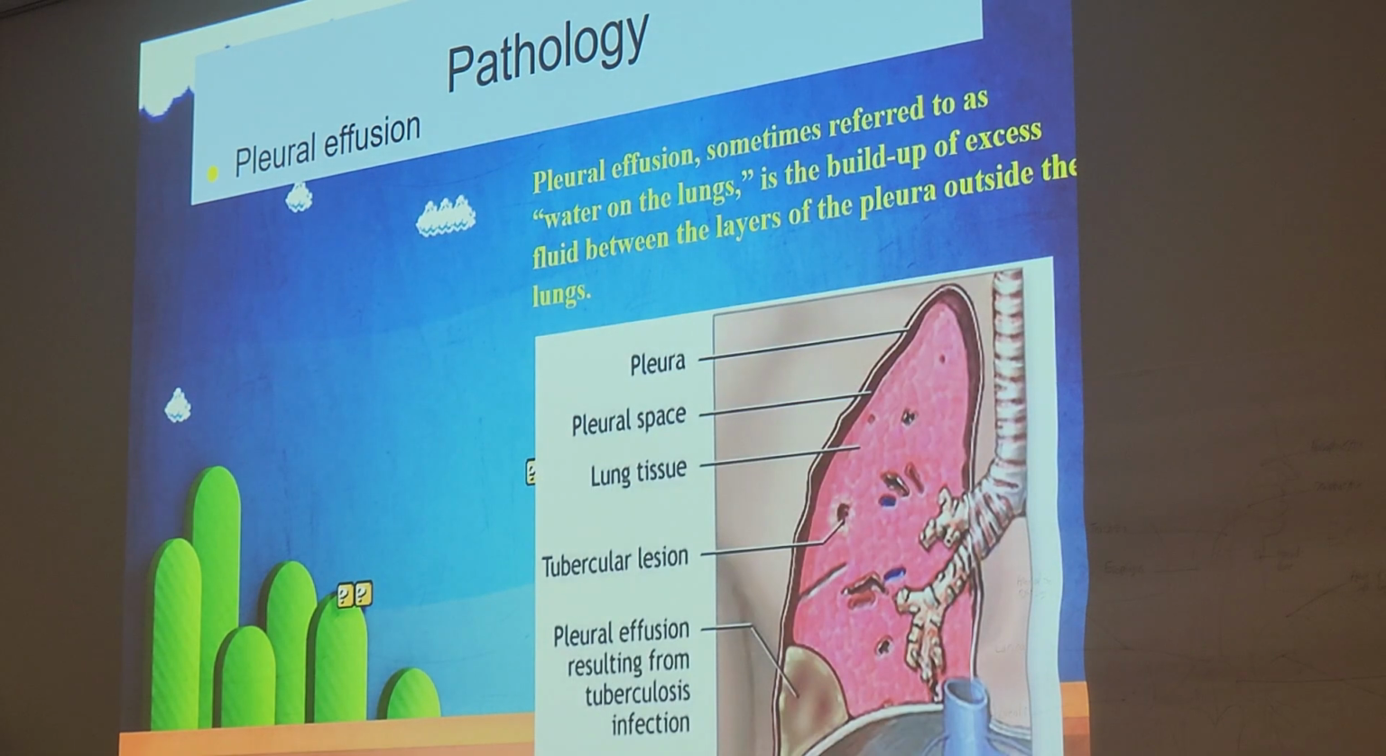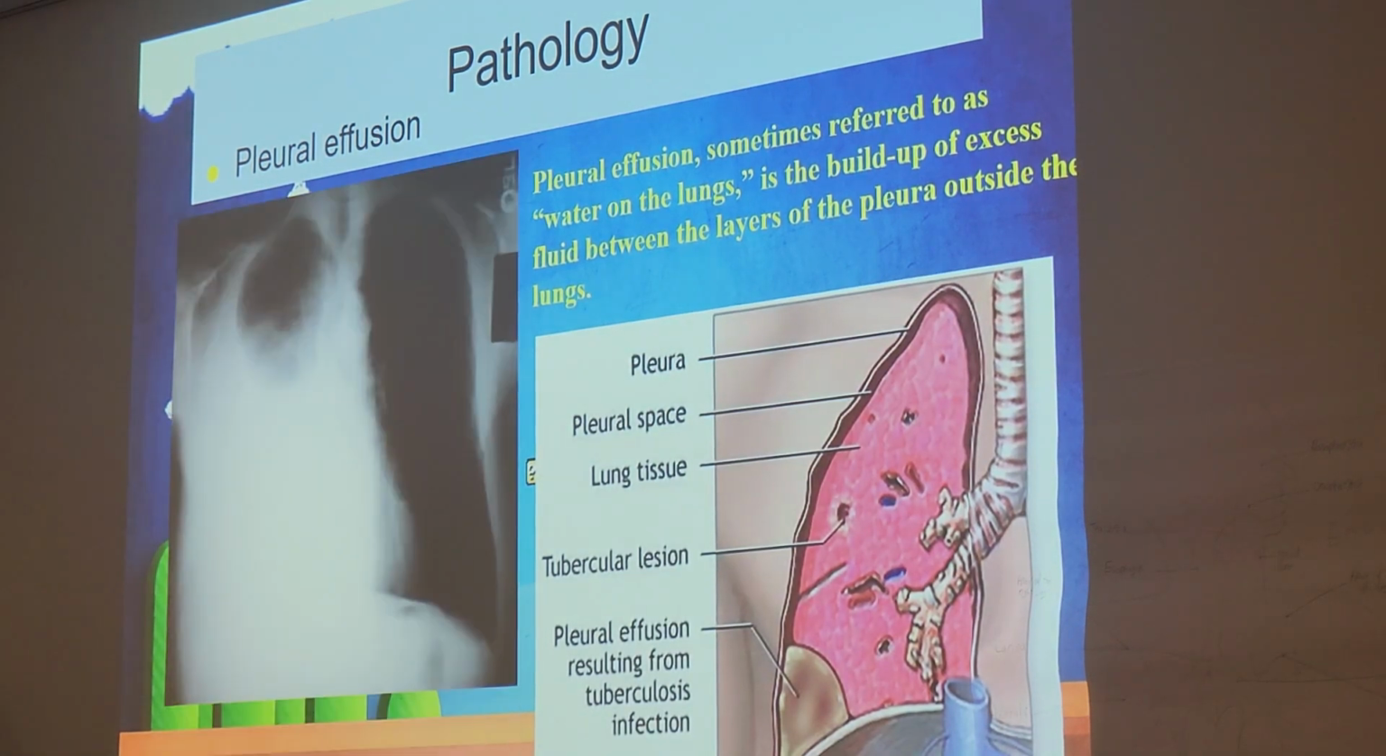All right, so I mentioned this already, pleural effusion. What is that, guys? In simple terms, water on the lungs. That is a buildup of fluid between the layers of pleura. It's not actually in the lungs, guys. I want you all to remember that. It's not actually in the lungs, it's between the layers of pleura.